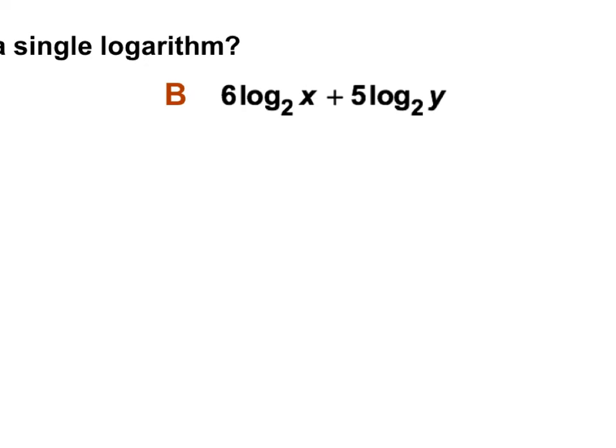So here we have 6 times log base 2 of x plus 5 times log base 2 of y. So we said that if a number is out front, we can just bring it up to be the exponent. So this is our power property. So we're going to change this to log base 2 of x to the 6th power plus log base 2 of y to the 5th power.